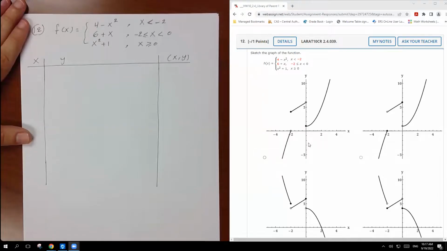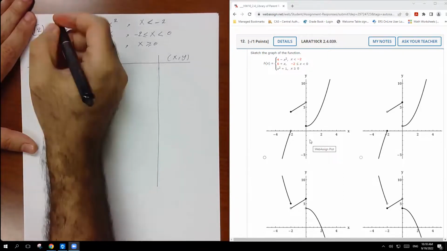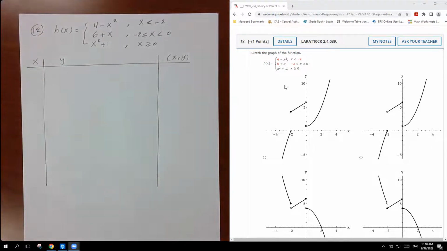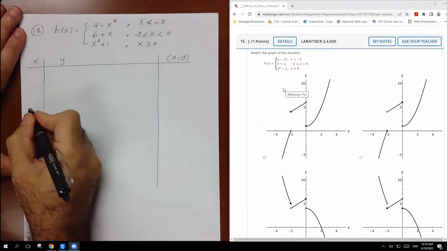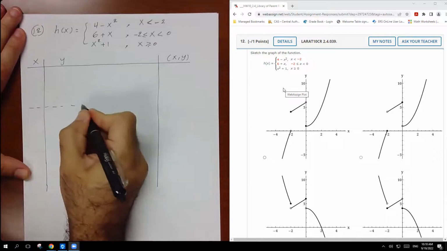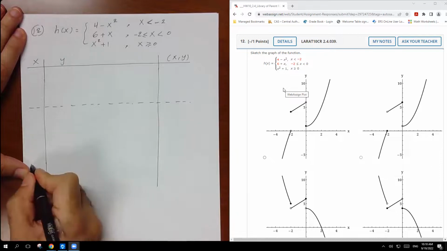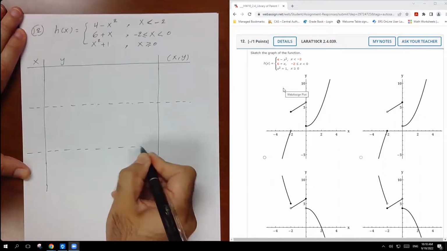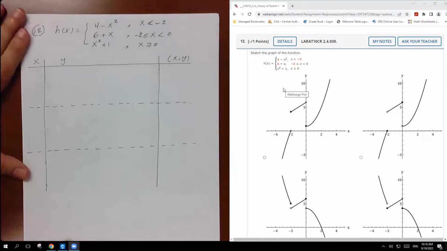So for example 12, this function is a piecewise function. In fact, this is h of x, which is the same thing. But we have 3 parts for this function. So what I'm going to do, I'm going to divide this table into 3 parts. Here is the first part. And here is the second part. This is how to graph it, but we already have 4 choices. But let's check how it's going to be the graph.